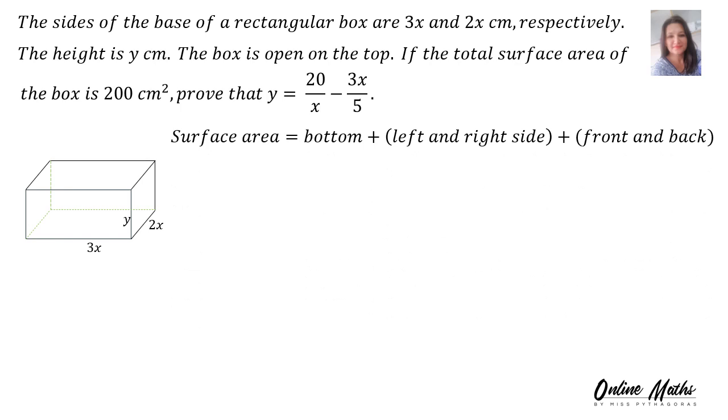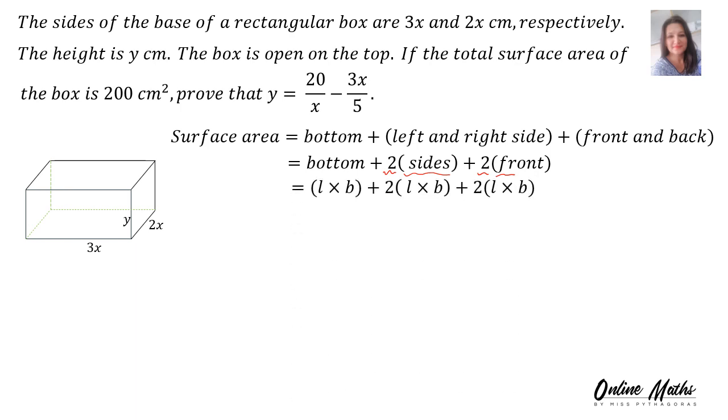Now the surface area of that box consists of the bottom plus a left and a right side and a front and a back. These are the bottom, and then instead of left and right side, do you agree it's 2 times sides? And for front and back, it's as if you have 2 fronts. Now they are all rectangles. So for the bottom rectangle, it's length times breadth, plus 2, and then the sides is a rectangle, length times breadth, and then the front and back is plus 2, length times breadth.